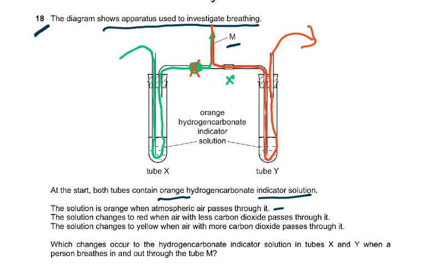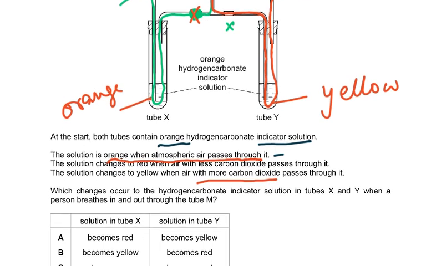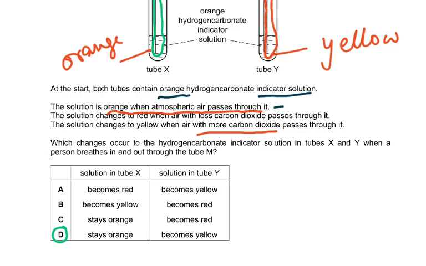So tube X has normal. When tube X is normal, its solution is orange when atmospheric air passes through it. But when there is more carbon dioxide, the solution changes to yellow in areas with more carbon dioxide. This one is going to become yellow. So that was the answer, orange and yellow, and the answer was D.